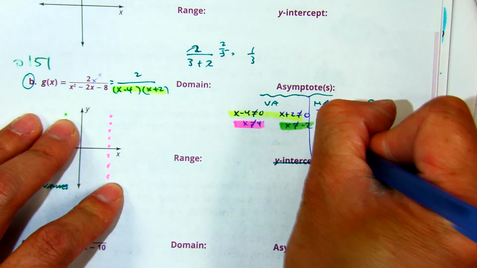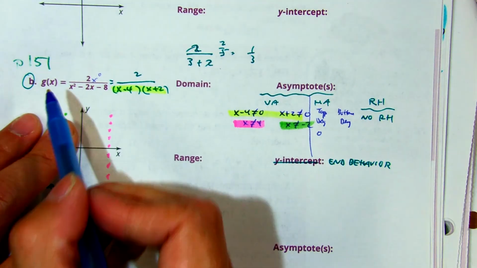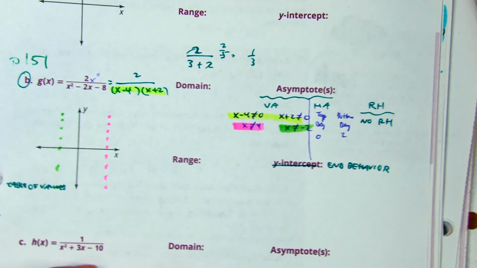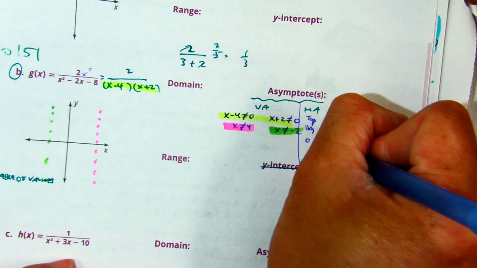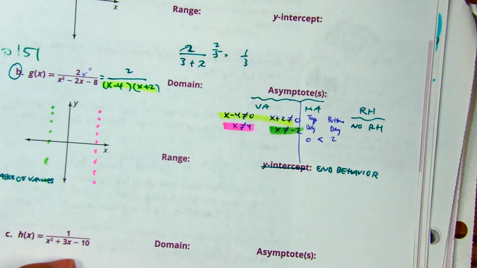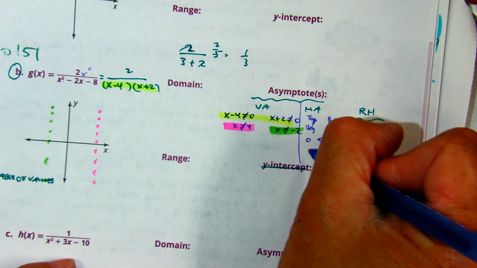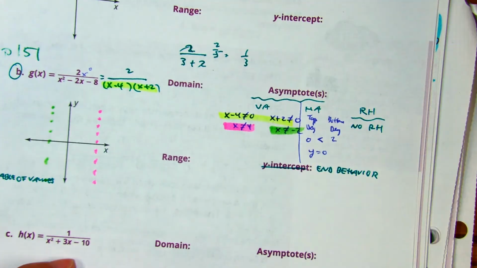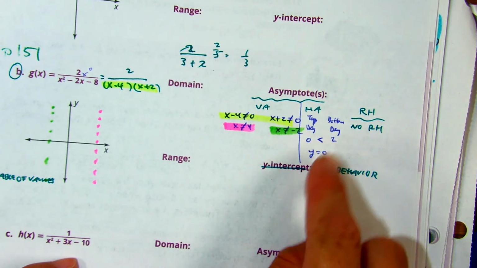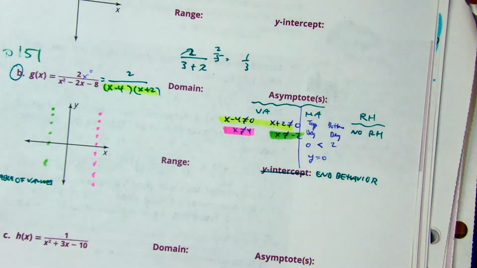What's your bottom degree? 2. And what inequality would you write there? And what does it tell me about the horizontal asymptote? Y equals what? 0. So when the top degree is smaller than the bottom degree, you will always have an asymptote at y equals 0.